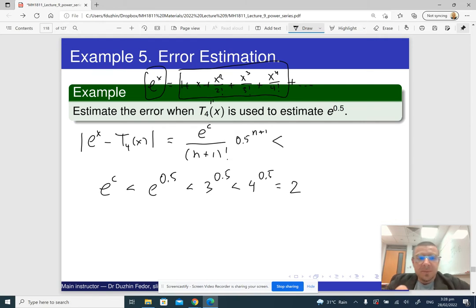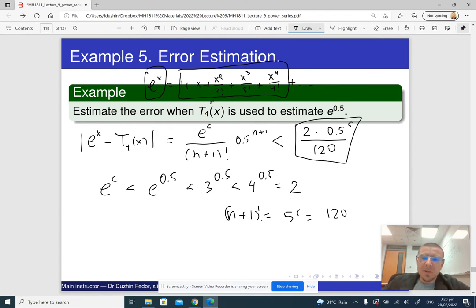So our error term is in fact smaller than 2 times 0.5 raised to the power, well, n is 4, so to the 5, divided by n plus 1 factorial, which is 5 factorial, and this is 120, I believe. Okay, so this is the error. You can compute it, of course, but I think the point is clear. So this is how we can estimate the error.